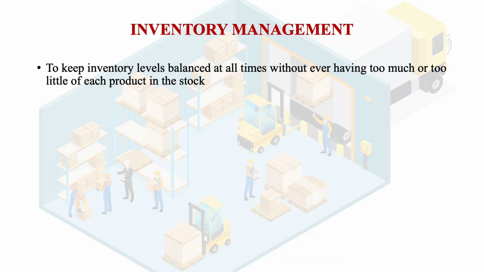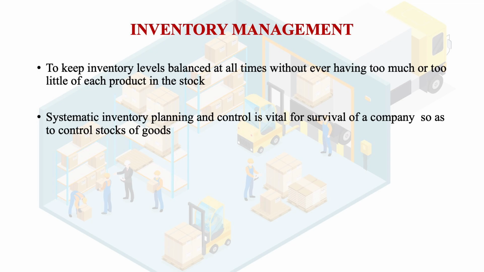The second basic is to keep the inventory level balanced at all times without ever having too much or too little of each product stock. Means you keep the inventory not very large because your finance will be blocked, and not too little, below the minimum level, so that when you need the inventory there is none and you go into loss. And systematic inventory planning and control is vital for the survival of a company, to control the stock of goods.